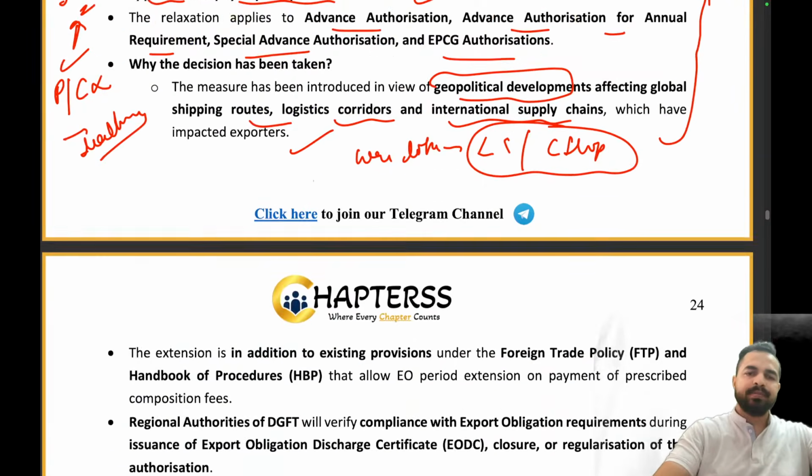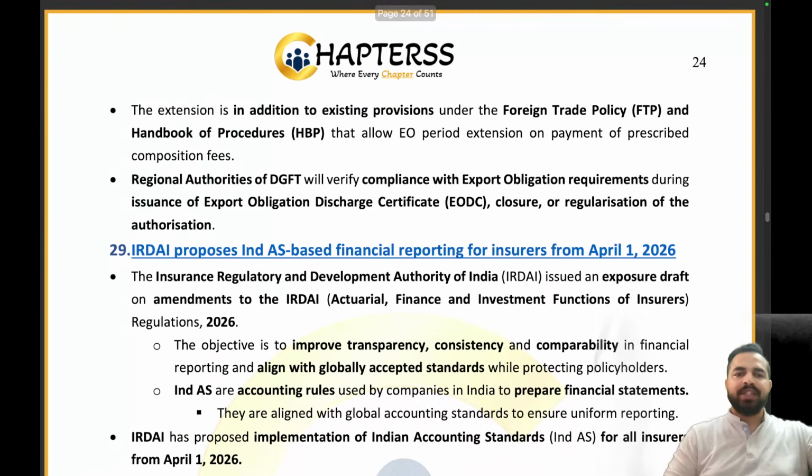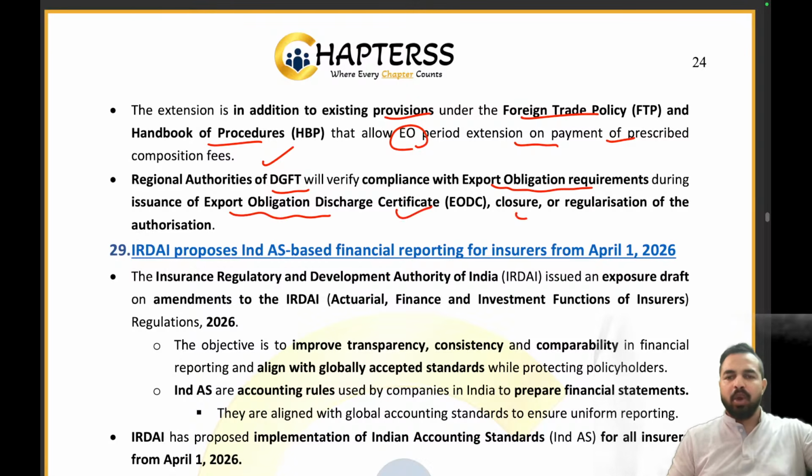Clear everyone? So the extension is in addition to the existing provisions under the Foreign Trade Policy and the Handbook of Procedures that allow export obligation extension on payment of prescribed composition fees. Regional authorities of the DGFT will check compliance with the export obligation requirements during the issuance of the export obligation discharge certificate, closure or regularization of the authorization. So that's all we need to cover from here. Clear? So we are done with all the important points.